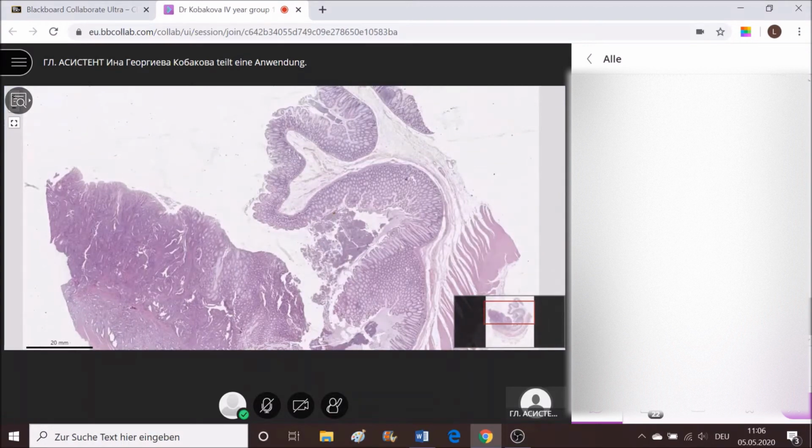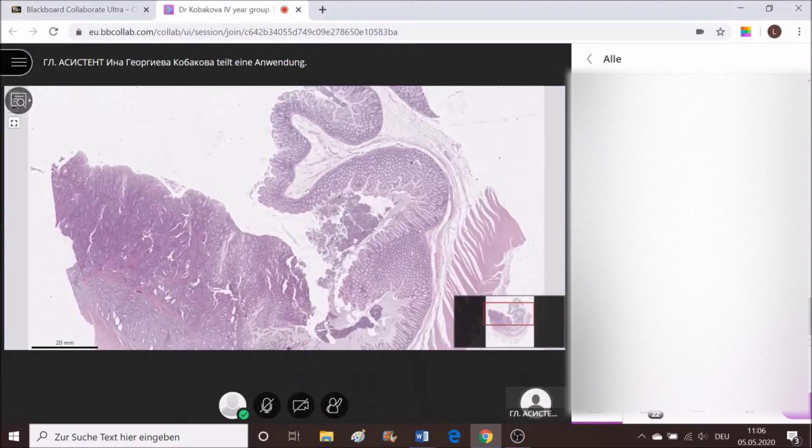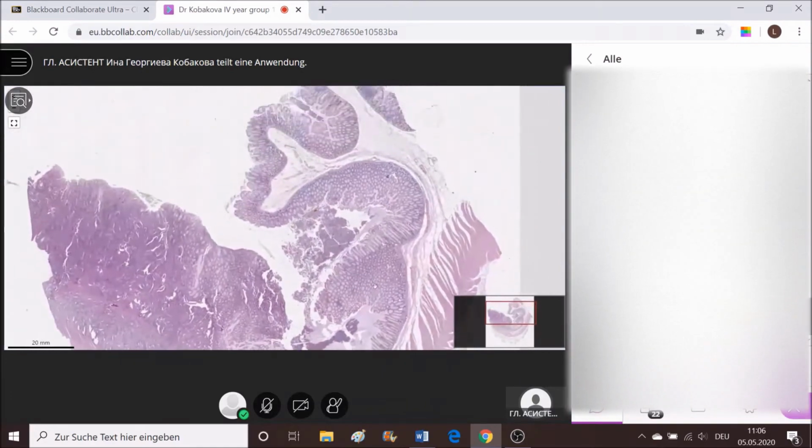Because we have the same structure of large intestine everywhere we observe it, whether it is colon or rectum, or even in the appendix, sometimes when it's thicker, we observe the same layers. What we have here is the mucosal layer made of crypts, and as far as you can see, it's pretty much normal.